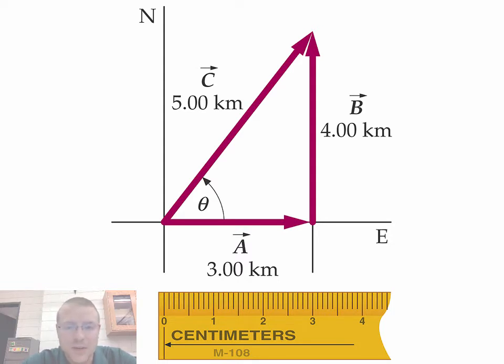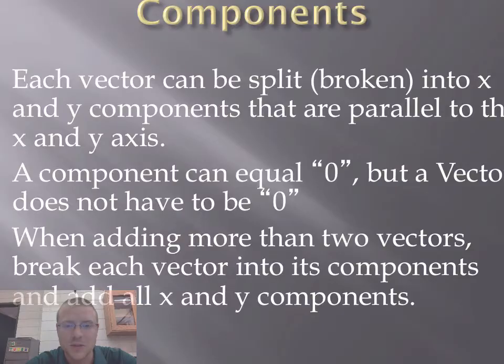A lot of you already see the relationship here, that this is a 3, 4, 5 right triangle. Instead of going 3 kilometers east and 4 kilometers north, you could just take the straight path of 5 kilometers in the northeast direction at a certain degree. When we combine vectors using their components, their pieces, we can find resultants using just some trigonometry.